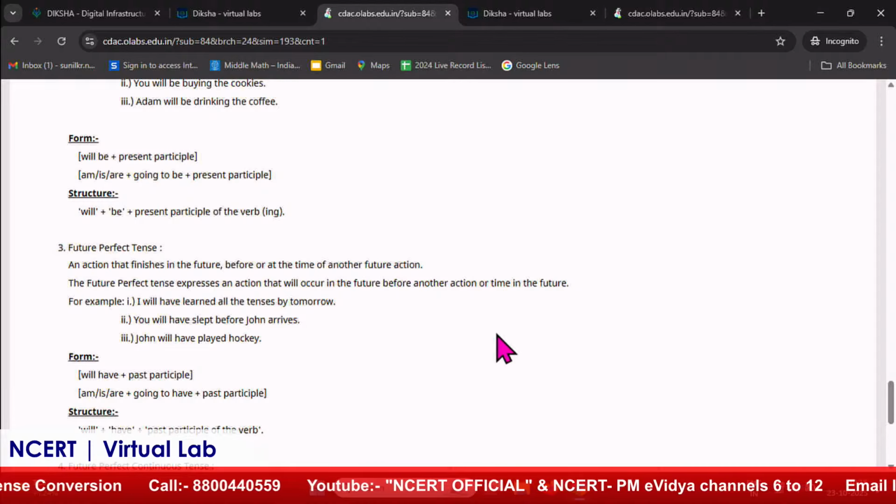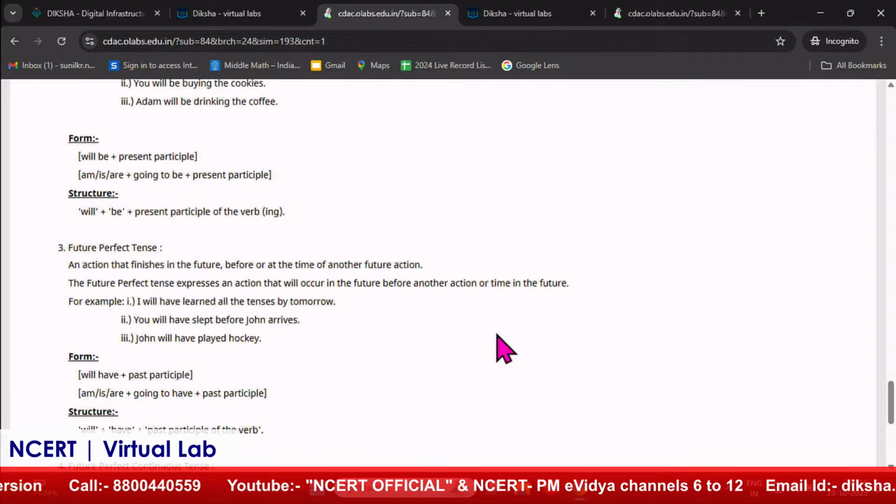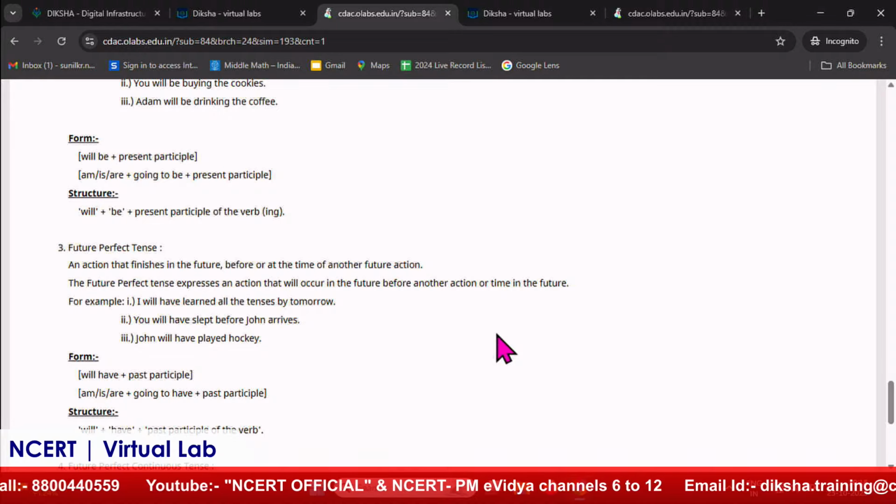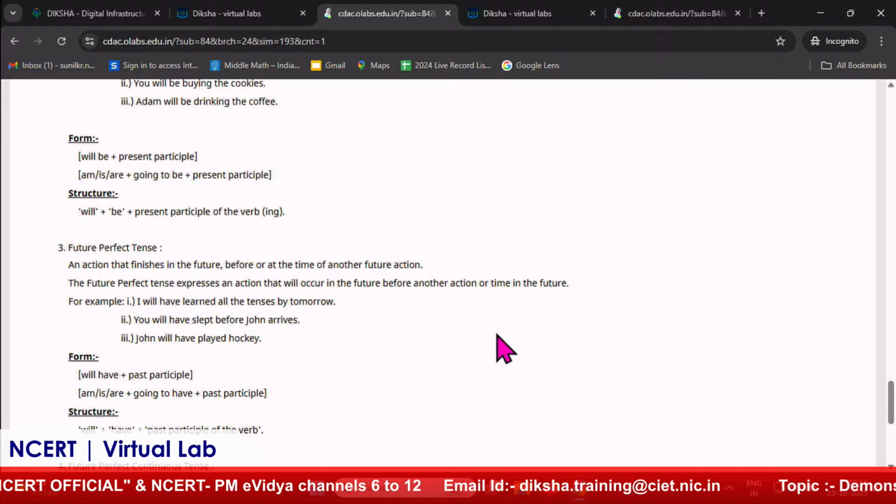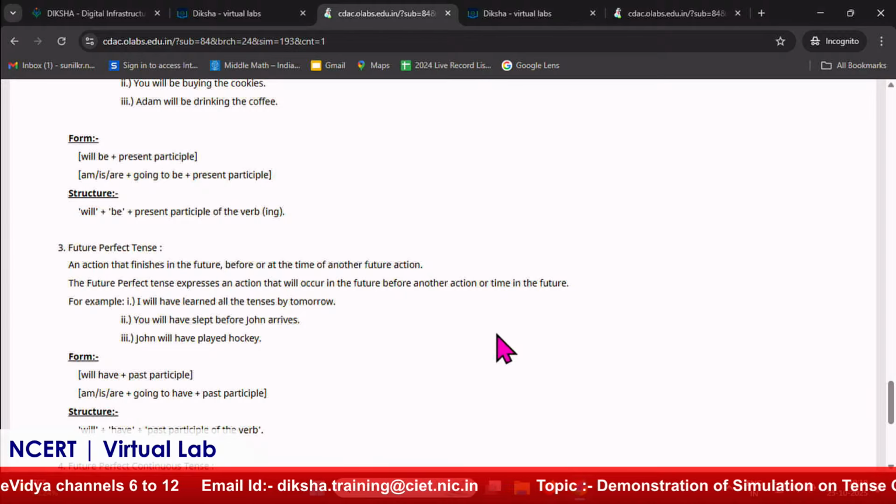Future perfect tense, an action that finishes in the future before or at the time of another future action. Like we saw with the present perfect, an activity begins and has to end before the moment we are talking. In the past, it's a relation of two activities, one that happened before another event happened. Similarly, in the future, an action that will happen before another event will happen. Strangely, you will see this has a sense of the past tense.